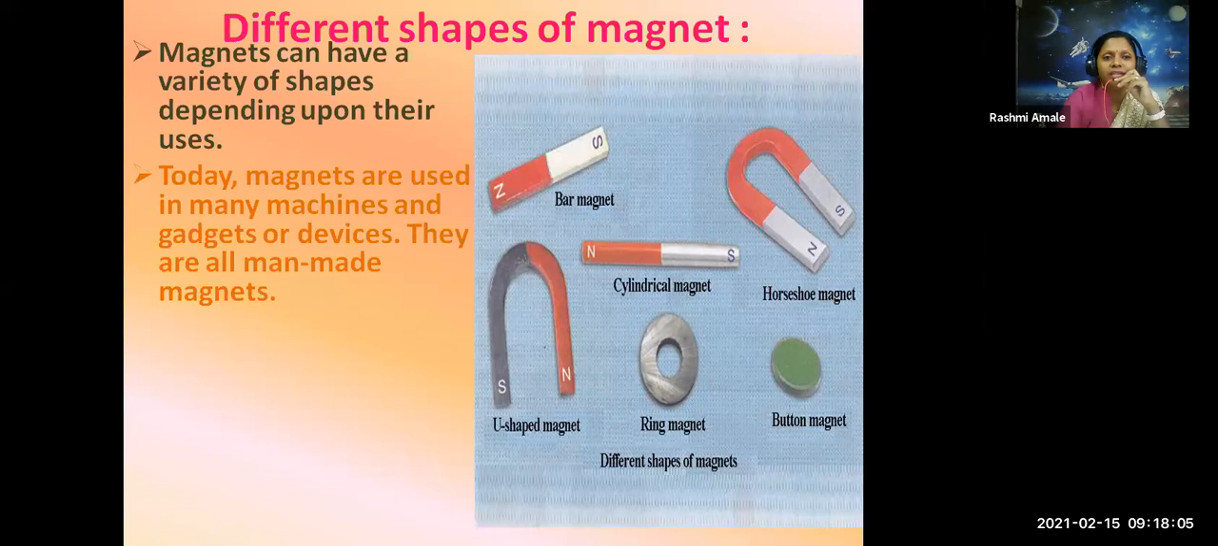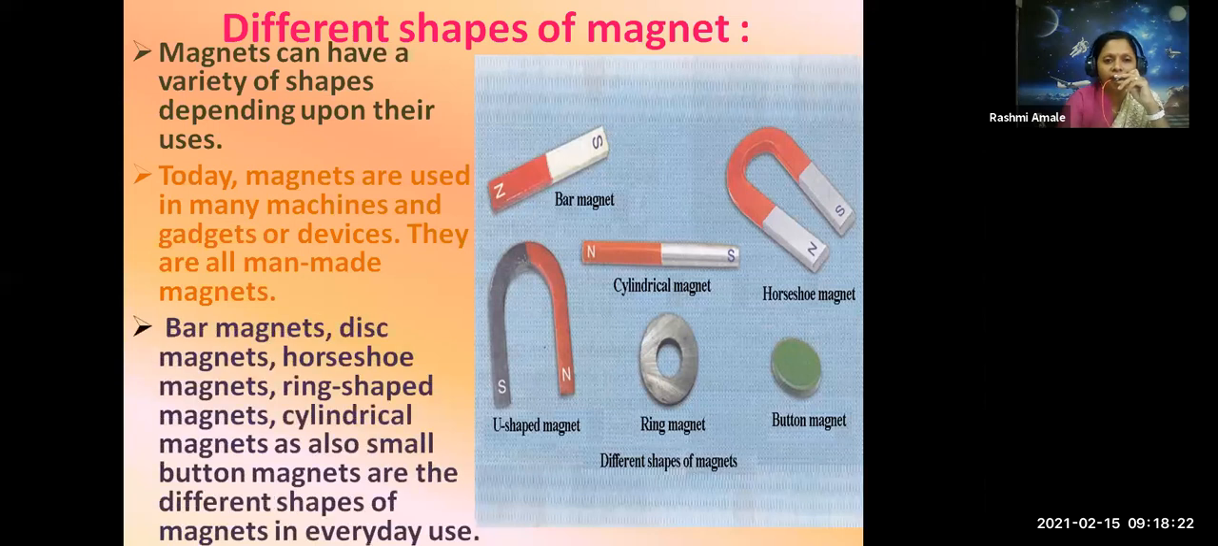Today magnets are used in many machines and gadgets or devices. They are all man-made magnets. Actually, natural magnet is in the form of rock. So all the different shapes known, it is given by man. So they are all man-made magnets.